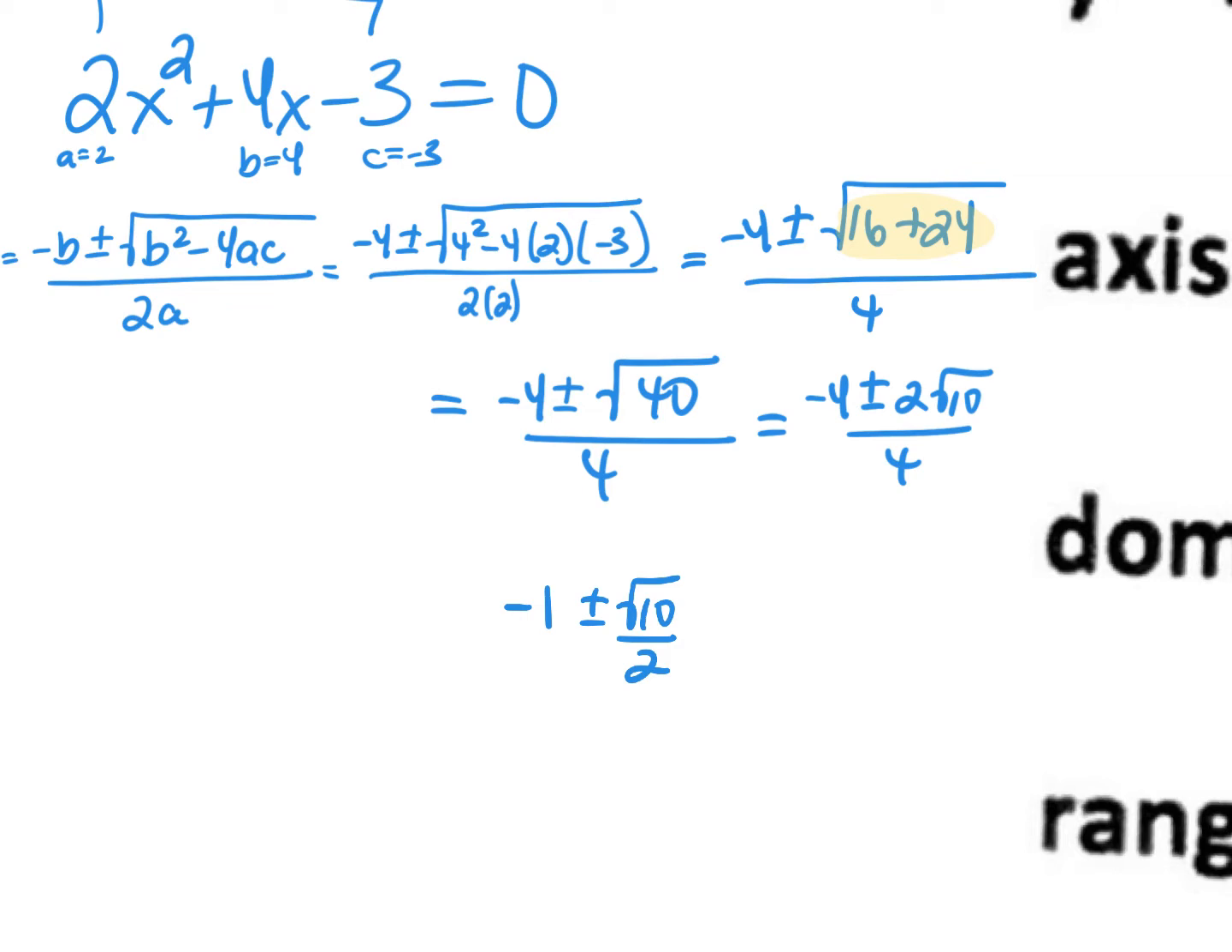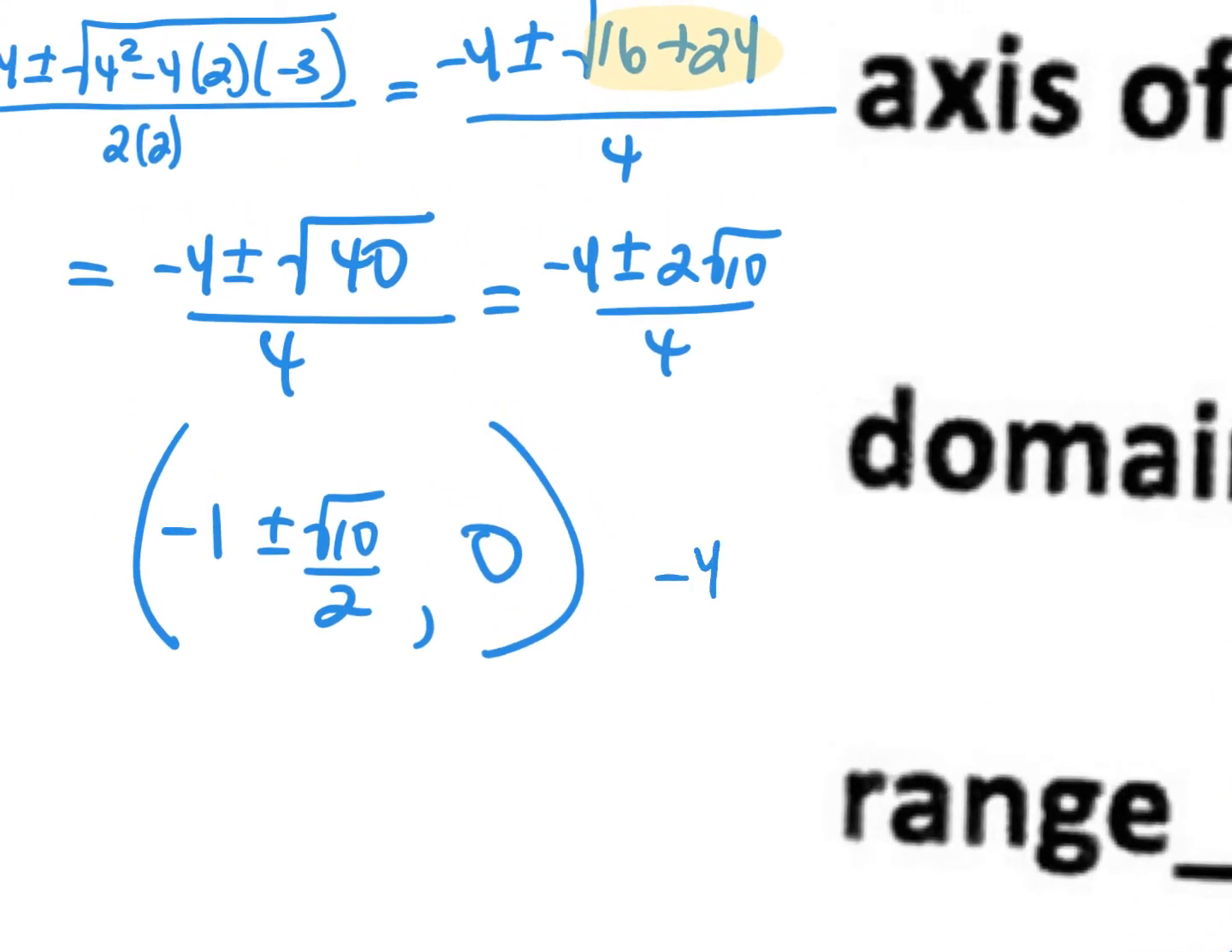Now this is an intercept. So this is the x value of your intercept. What is the y part of your x-intercept? 0. Okay, so right here, we have negative 4 over 4 plus or minus 2 root 10 over 4, right? So 4 goes into 4 once, 4 goes into negative 4, negative 1. 2 goes into 2 once, and 2 goes into 4 twice. So it's negative 1 and then plus or minus the square root of 10 over 2.